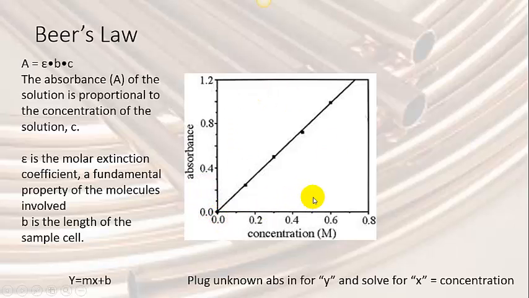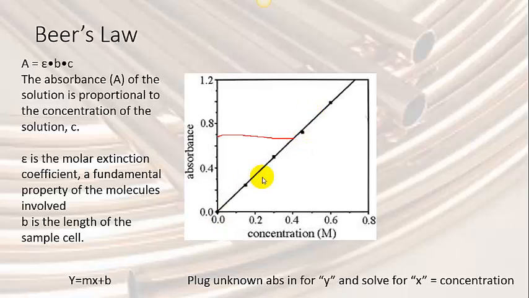So from this plot, you can get the equation of this line. We call this a trend line. Okay? And here's our equation, y equals mx plus b. So once we have this, we can take any sample, read its absorbance. So let's say my absorbance is here.